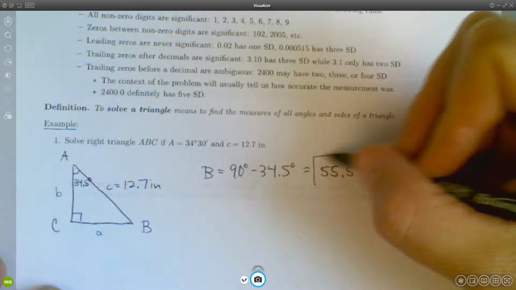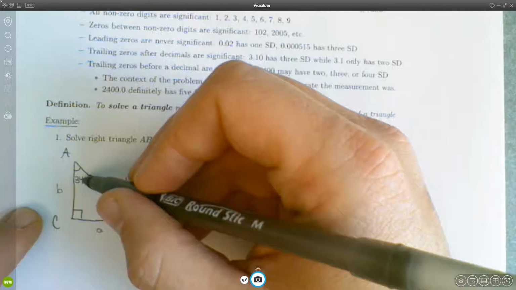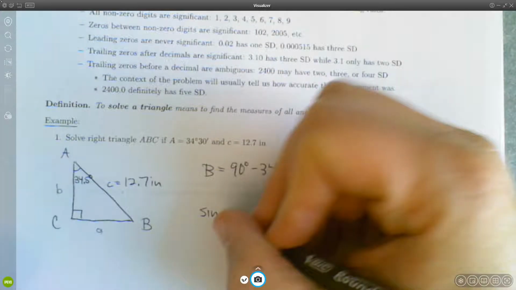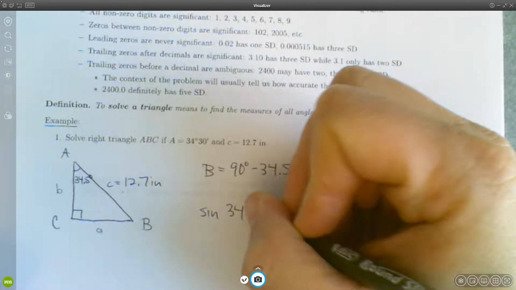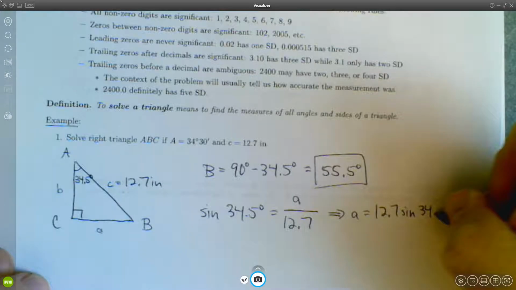And now we can find sides A and B by using some trig. So for example, we could say something like sine A. Sine A is opposite over hypotenuse. So sine 34.5 degrees is opposite over hypotenuse. And then solving for A, we would just say A is 12.7 times sine of 34.5 degrees.